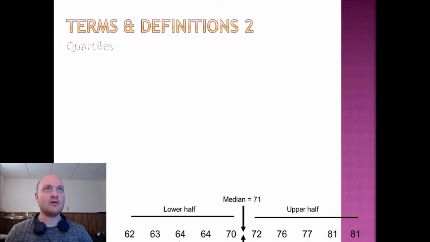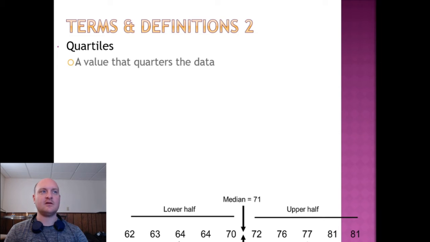We need to know what quartiles are. A quartile is when you take a quarter of the data. So here we would take the median of 71, and that splits it into a lower half and an upper half. But we can also split that half into another half. So 77 would be a quartile because it takes 1/4 of the data. 64 would also be a quartile because it's another quarter of the lower half of the data.